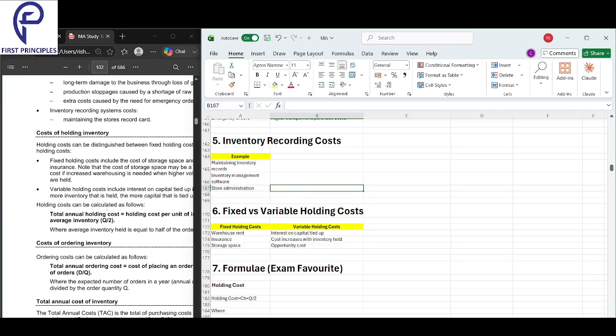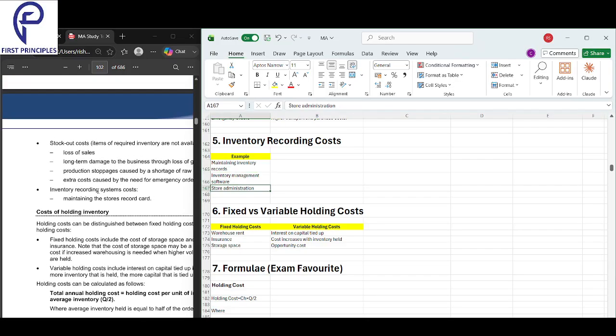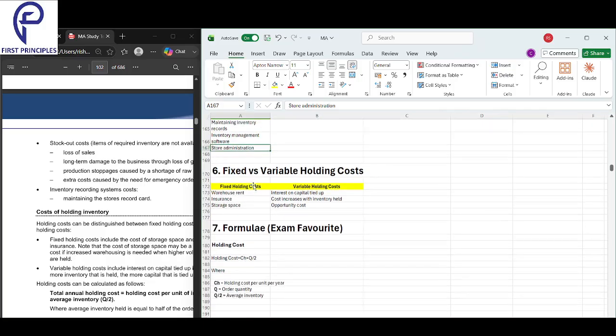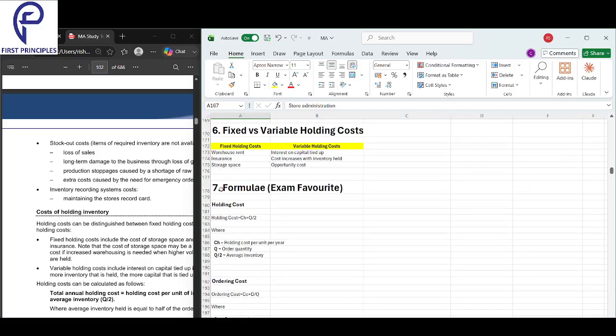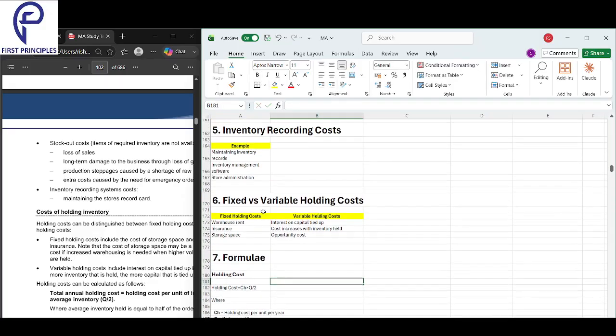Next we have inventory recording cost. So the cost of maintaining the inventory management software, store administration. For recording inventory also we have to pay, right? Recording inventory is not really easy. For that also you need software and you have to pay for that.